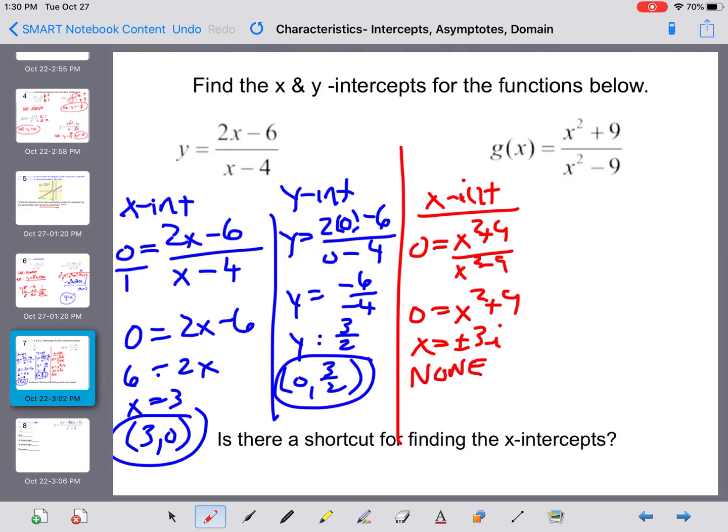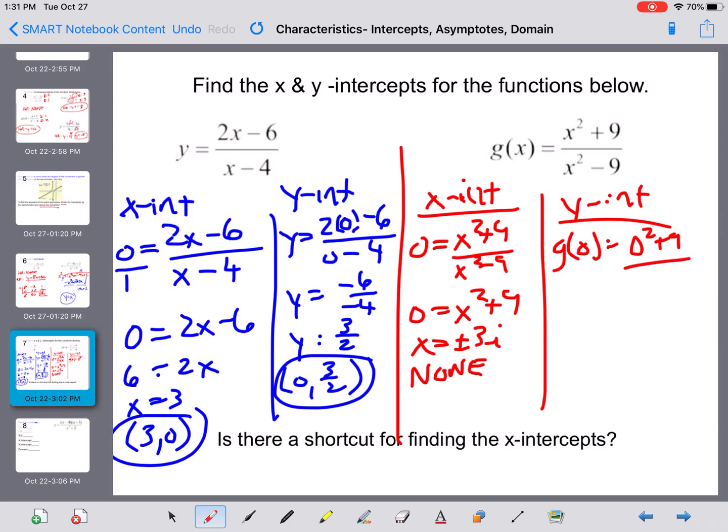So it's important with imaginaries that we're talking about a graph or an x and y axis. Zeros would be plus or minus 3i, but x-intercepts we would say none. And then for our y-intercept, we plug in 0 for x, I'm sorry. So g of 0 would be 0 squared plus 9 over 0 squared minus 9, which would just give us negative 9 over 9, which is negative 1. So we would get (0, -1).